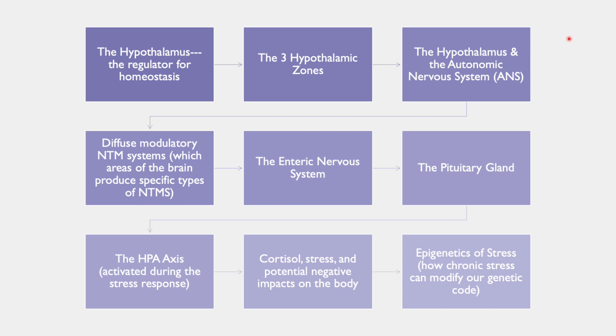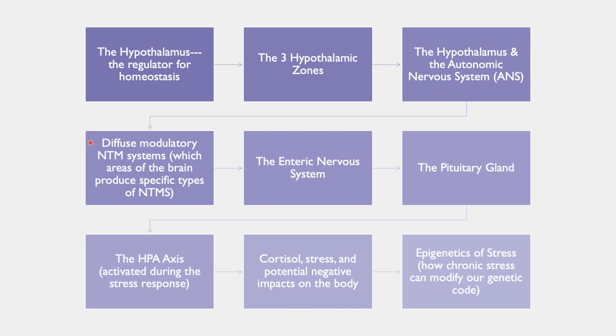There are three zones of the hypothalamus we're going to talk about. And we're going to discuss different types of cells that live in these zones, known as neurosecretory cells, that are responsible for commanding the secretion of different neurohormones and hormones. We're going to discuss the hypothalamus and its role in the autonomic nervous system response. If you remember, that is our involuntary control.